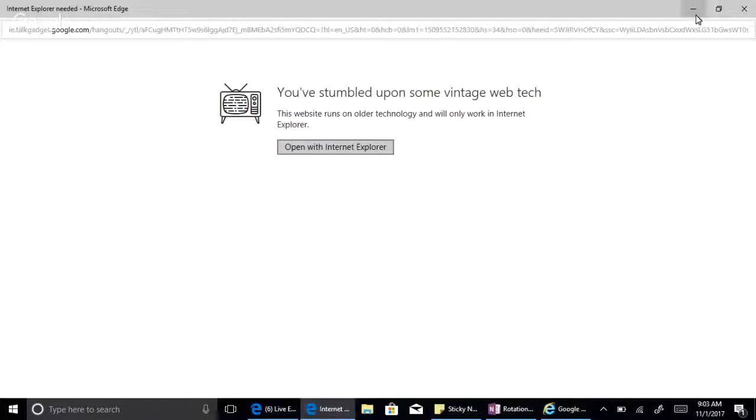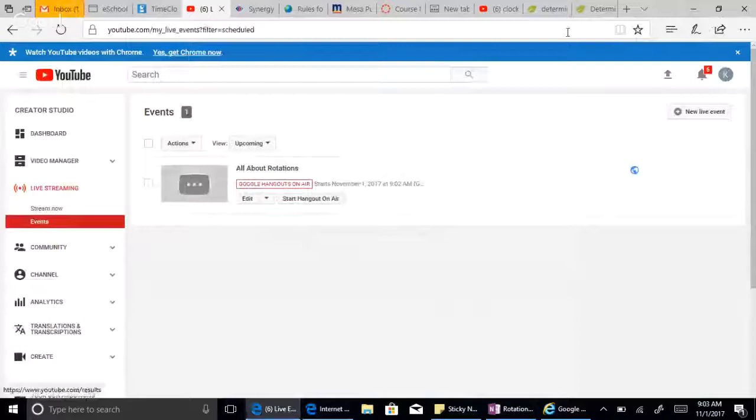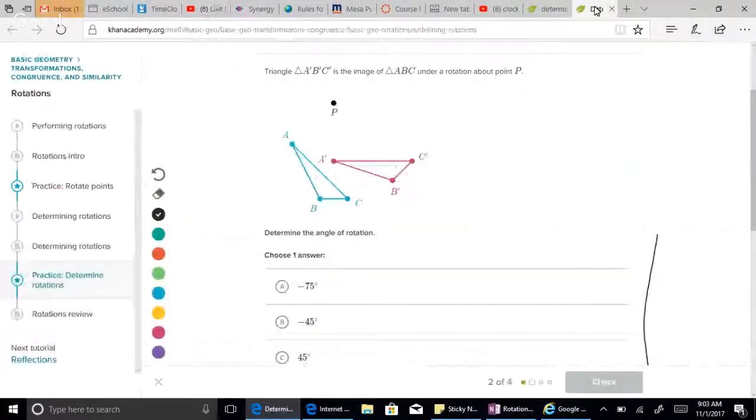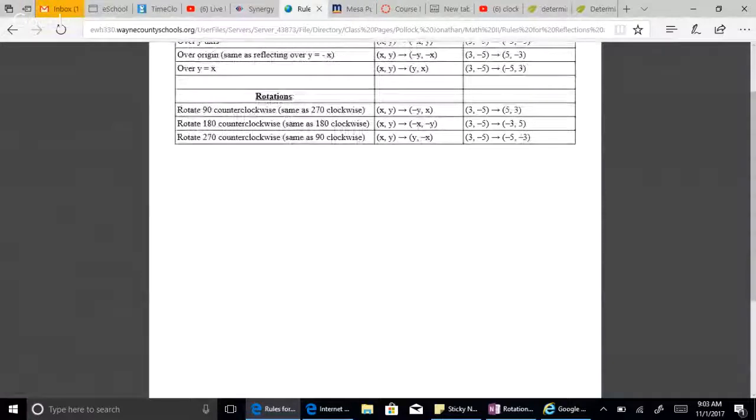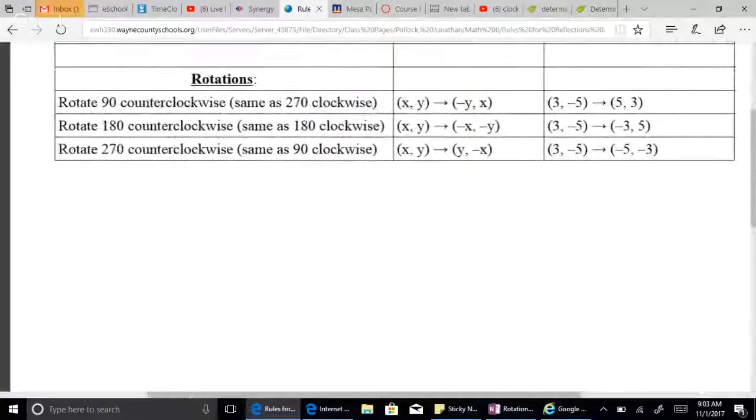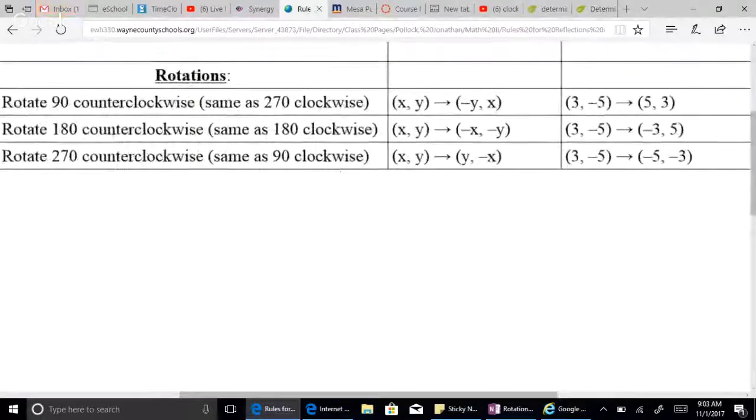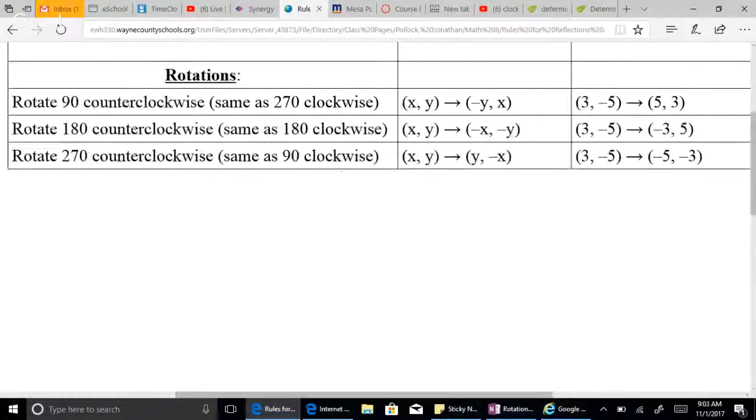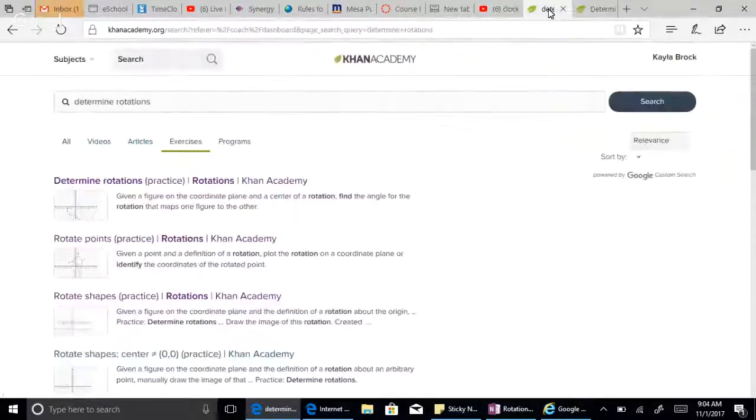Rotations require some facts, and if you write the facts down, then you'll be able to do the work, but I strongly suggest that you make sure you write these rules down. The first rules are the rules of rotations. So go ahead and take a moment to write these down. Okay, so now what we're going to do is look at determine rotations.